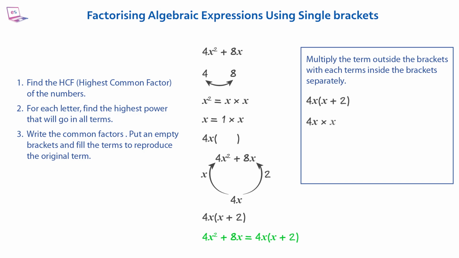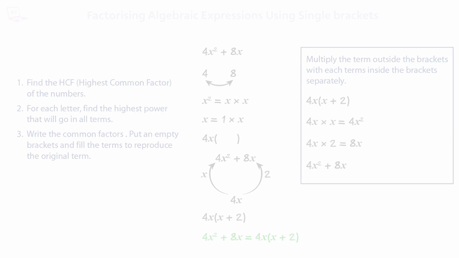4x times x is 4x squared. 4x times 2 is 8x. 4x squared plus 8x. Can you see? It is the same expression we saw at the beginning of the video. Hope you have understood how to factorize an algebraic expression and verify the answer.